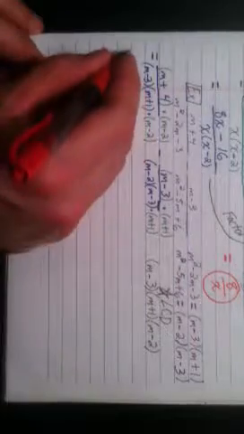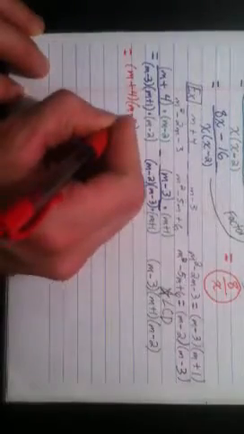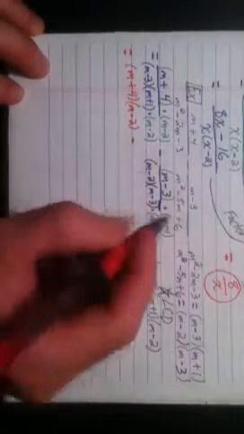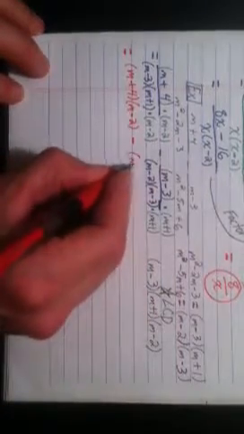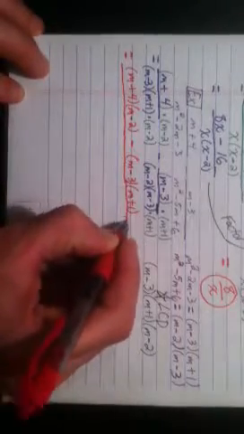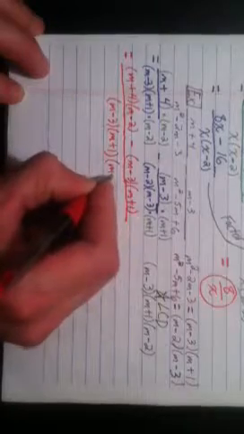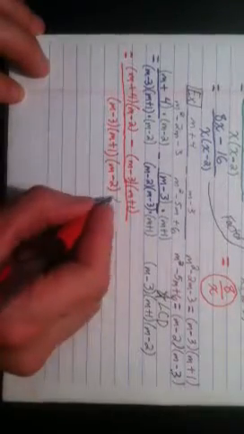Alright, so what this is going to end up giving us in the next step is, well, we have m plus 4, m minus 2, minus m minus 3, m plus 1. And it's going to be all over the common denominator we just created. So m minus 3, m plus 1, m minus 2. Okay, right there, that's our LCD.